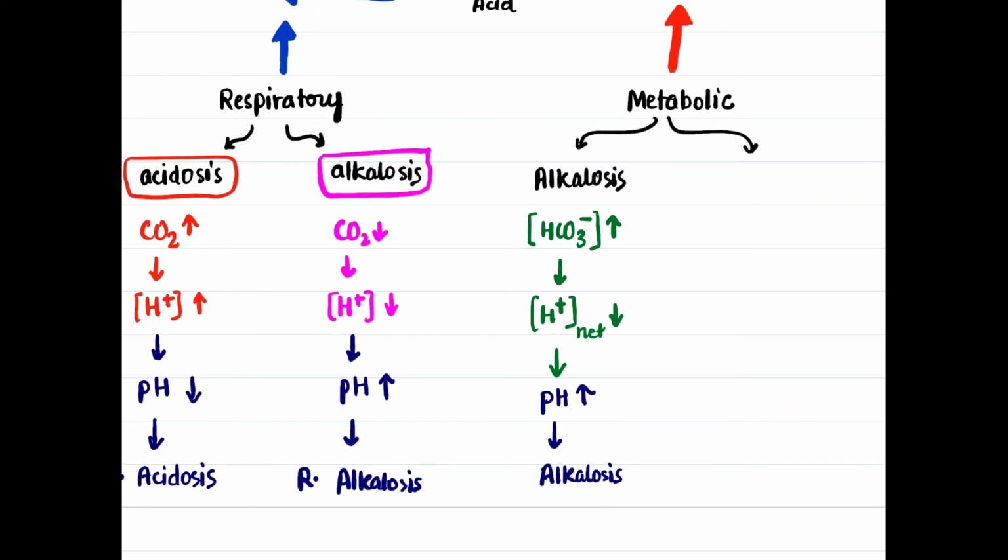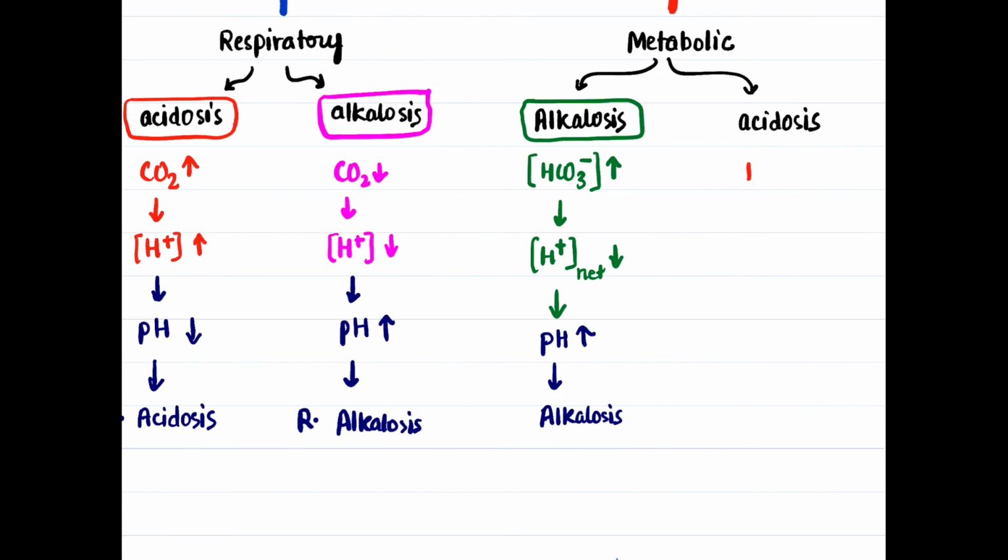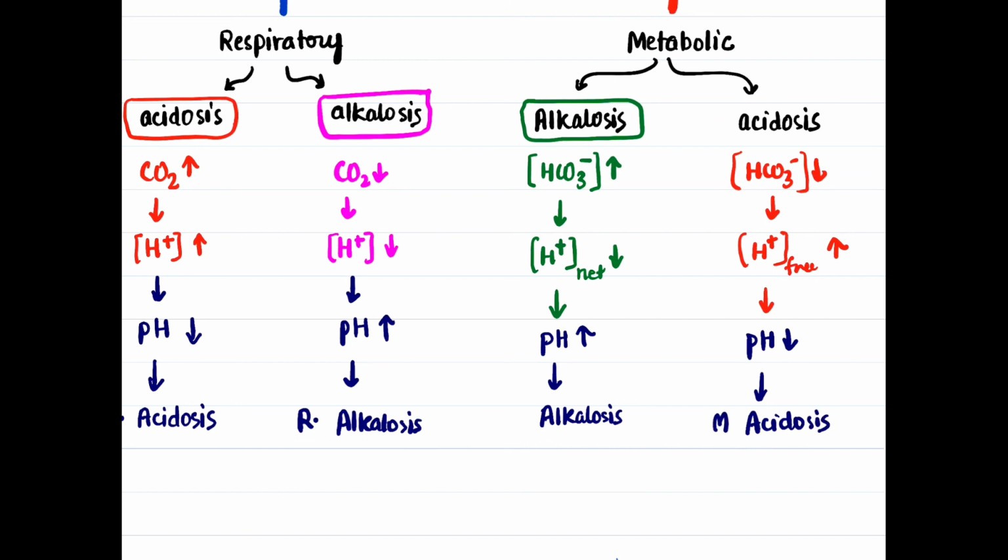Now, let's move on to metabolic acidosis. What happens if the bicarbonate ions decrease? There is a decreased reabsorption or increased excretion of bicarbonate ions, therefore the bicarbonate ions decrease, and the free H plus ions increase. They don't bind to HCO3 minus, and therefore H plus ions increase, which causes the pH to decrease, and therefore acidosis. It has to be metabolic.